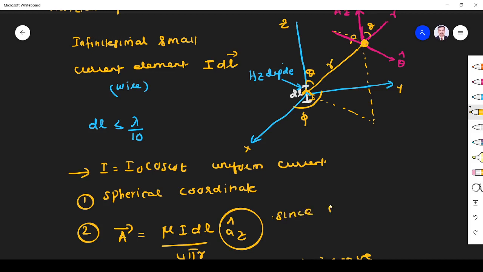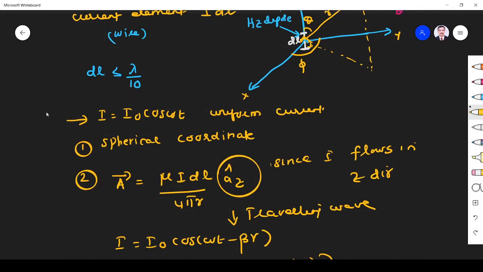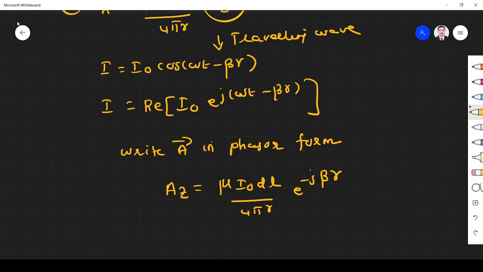Since I flows in the z direction, that's why the vector magnetic potential is also in the z direction. That's what I have done here, you see, I have put Az. The vector magnetic potential has a z component here, going in the z direction. Fine. So the next thing we have to remember is how to write the phasor form.